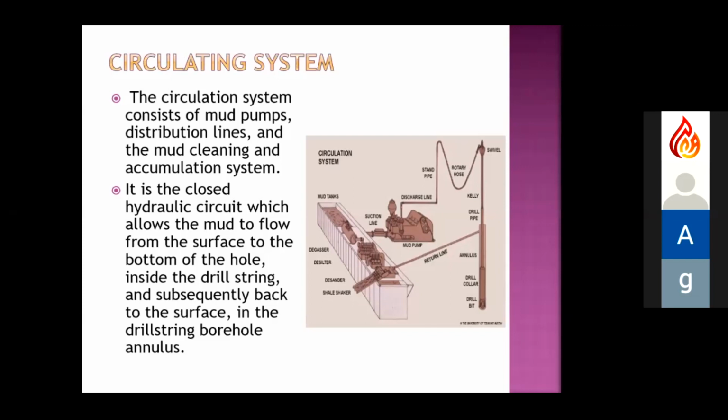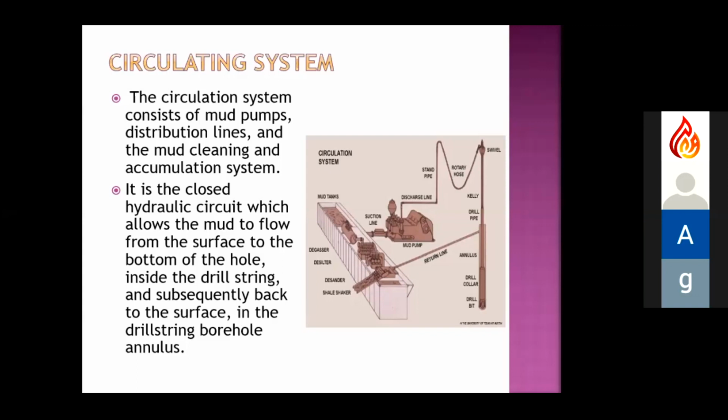It will go inside the drill pipe, then inside the hole, inside the drill pipe, inside the BHA, then it will go out from the nozzles through the bit. It will go to the annulus, then return to the flow line. Here there's the return line in the picture. In the flow line, then it will come to the possum belly or cutting box. From there it will come to the shakers, shale shakers.